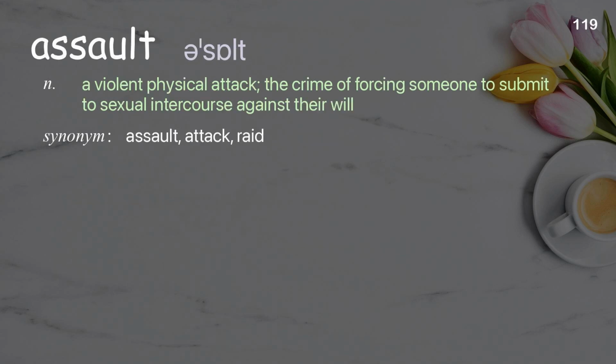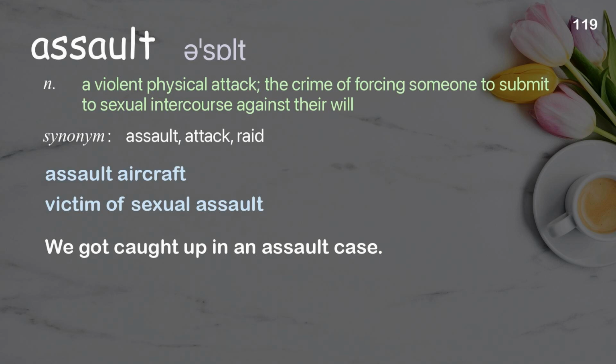Assault. A violent physical attack. The crime of forcing someone to submit to sexual intercourse against their will. Examples: Assault aircraft. Victim of sexual assault. We got caught up in an assault case.